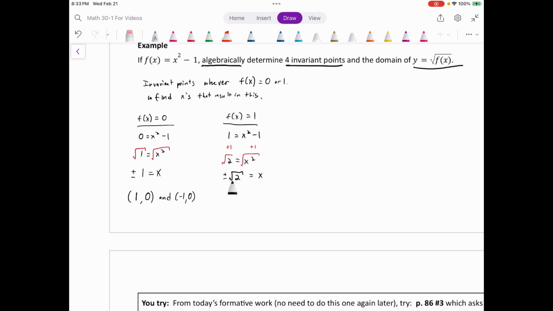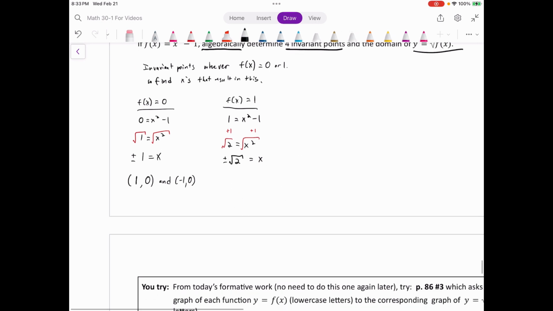And so when x is root 2 or negative root 2 on the square root of the function, y will still be 1, because the square root of y being 1 is still 1. So that gives us 2 more points: root 2, 1, and negative root 2, 1. Right? Can always double check our work.